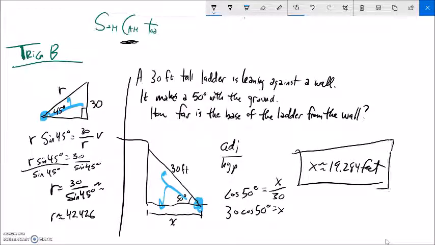So trig can be used for all these nice indirect measures where you know some information, and you don't have to measure the other information directly, you can just do some calculation to get it. All right, do that practice and send me any questions that you have.